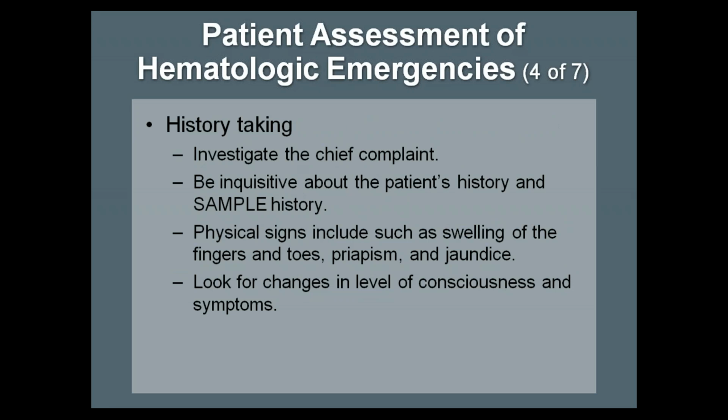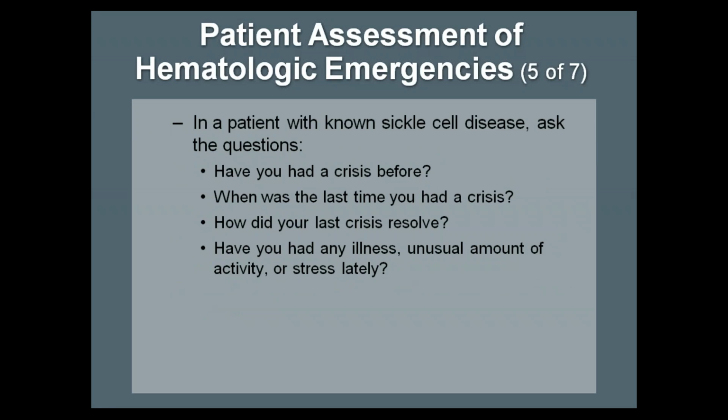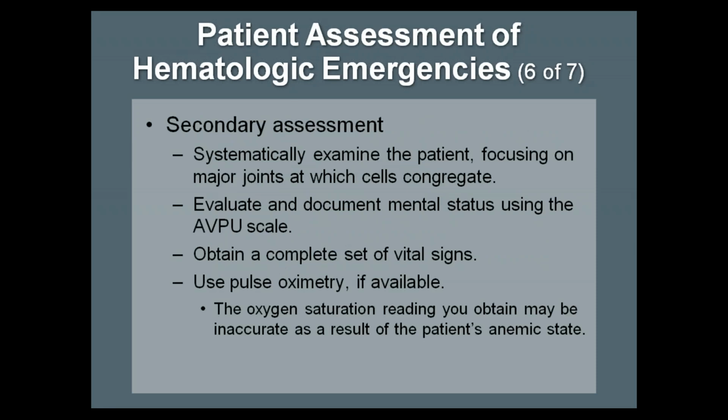Like I said, history is super important in these patients. Many of them, especially the sickle cell patients, will know what's going on. They will be able to tell you, yeah, this is, or no, this isn't. Trust them, or a family member may know. So, ask them: Have you had this before? When was the last time you had one? How did you fix it? Have you had any other illness? Secondary assessments.